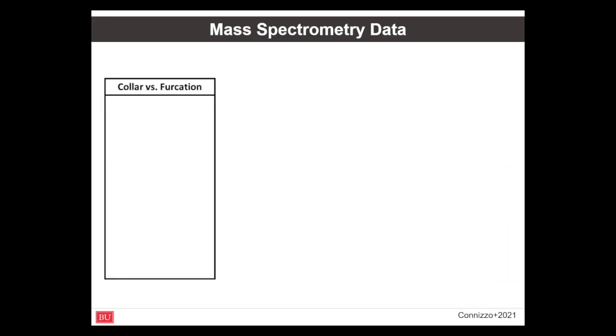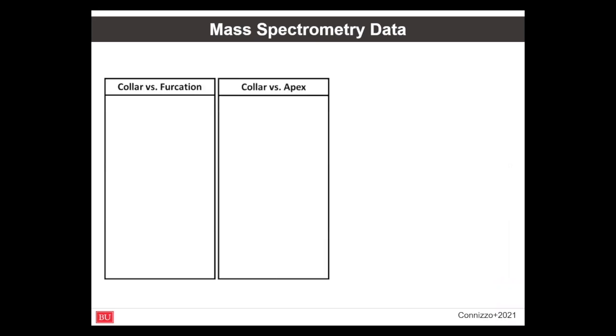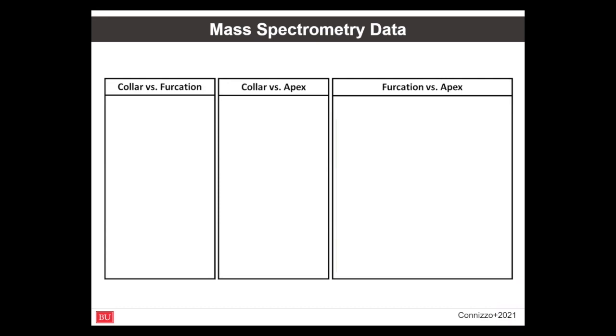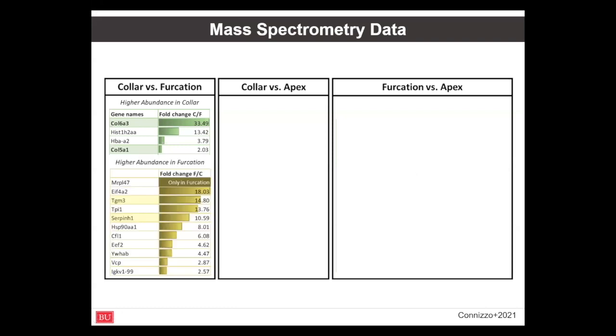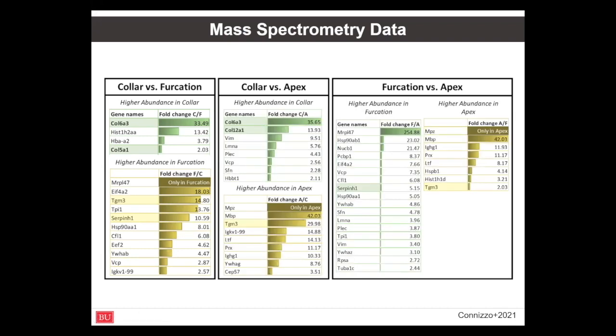So starting with this mass spec data, as you can imagine, there's lots and lots of proteins that are expressed throughout the periodontal ligament. And so we characterized our analysis into comparisons between the collar and the furcation, the collar and the apex, and the furcation and the apex. And just to orient you to how the data will look, the higher abundance in the first of the two paired comparison will be shown in green, where the bar represents the size of the fold change between the collar and the furcation in this case. And then the yellow bars on the bottom will represent the higher abundance in the opposite region. So everything on the top in green for this particular comparison is higher in the collar, and on the bottom in yellow is higher in the furcation. And we do this for our two other comparisons as well.